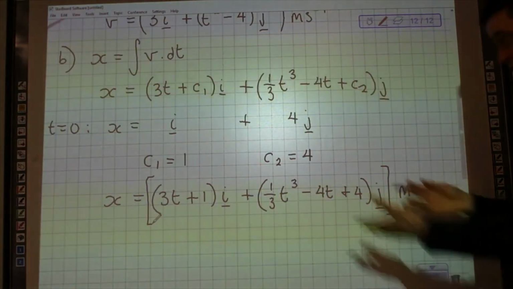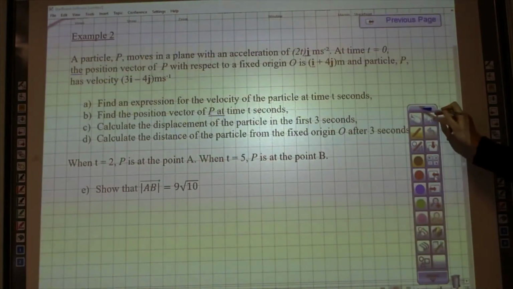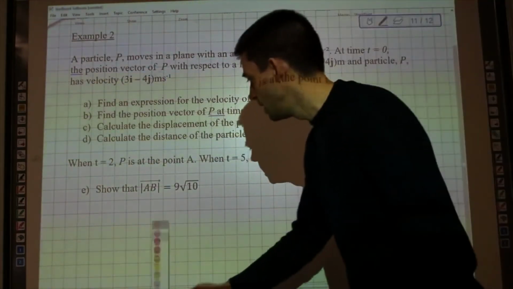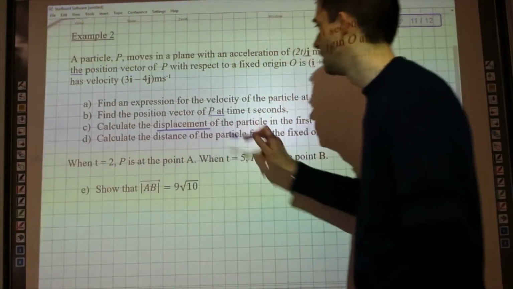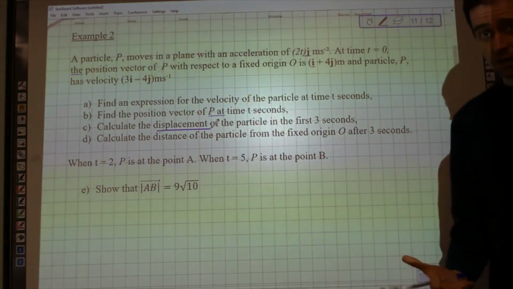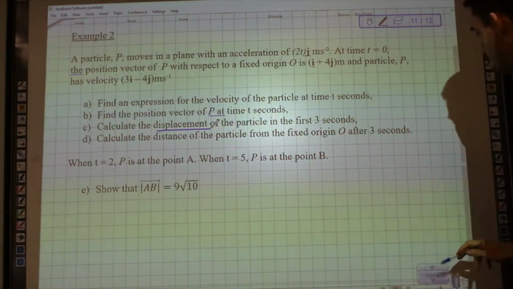Part B, position vector, done. Part C is asking me to calculate the displacement of the particle. Now, displacement is how far it's moved in relation to where we started. There are two approaches we can take to this, and I'm going to take you through both of them.